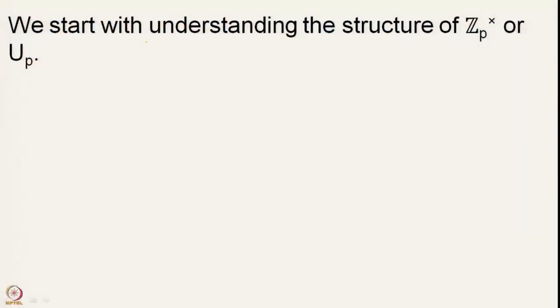It has been our experience that the primes are well behaved whenever we study any structure associated with a general integer n. So, we start by looking at the group of units modulo a prime p. We call this Up. Of course, Zn star is Un. So, whenever your n is the prime number p, we will call it Up.